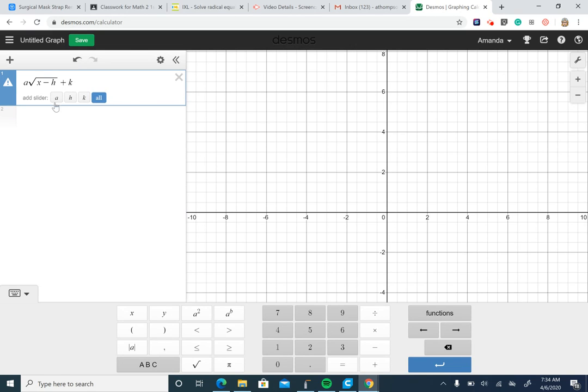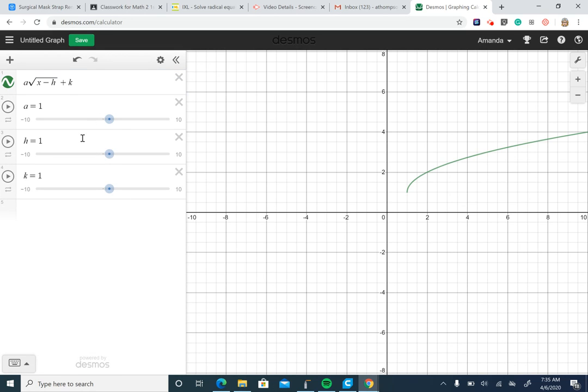Then you see where it says add slider for a, h, and k. What it's recognizing is that those are variables that are going to change. And like in our original one, A was 1 and then H and K were 0, right? But we could change those. And so if you add that slider, click all, what's going to happen is it graphs that with all of those set to 1. But now you can grab this slider and you can say, okay, well, I don't want A to be 1. I want A to be 2, and I want to see what happens.